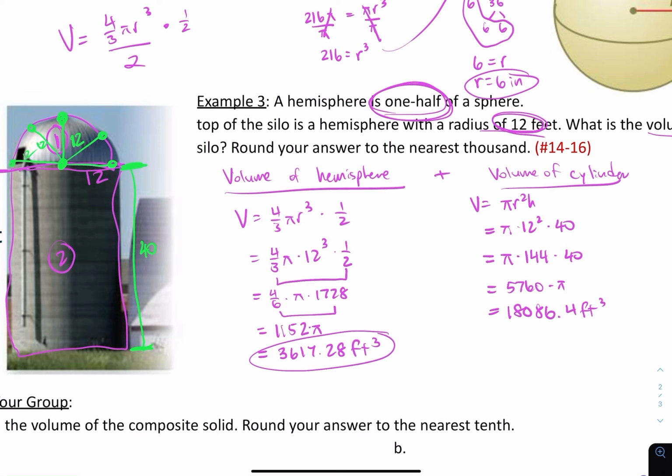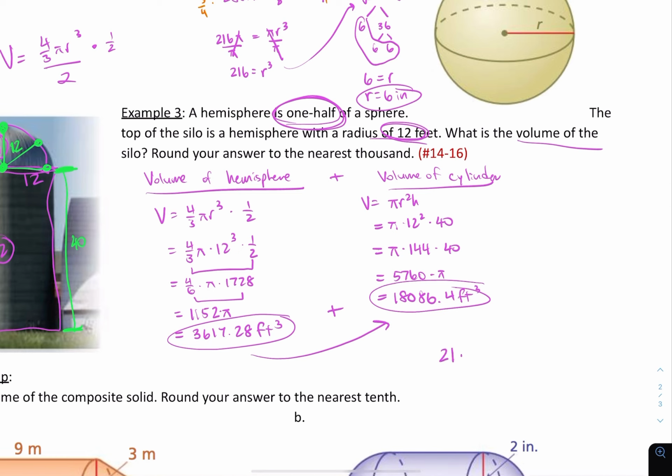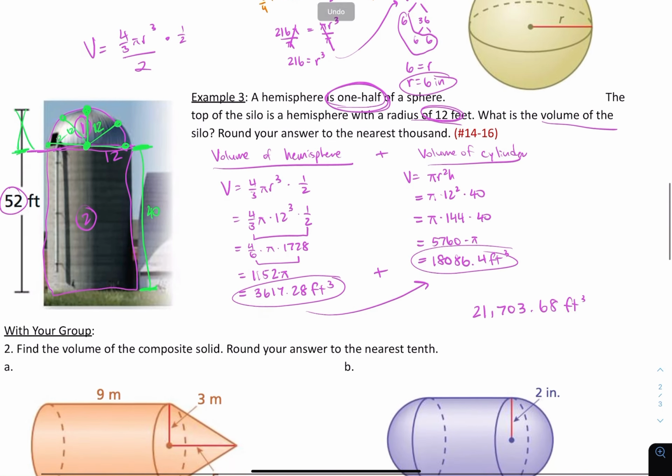So once again, if you want to find the volume of the entire thing, you're going to take the volume of your hemisphere, add to that the volume of your cylinder, and if you plug that into your calculator, you get the total volume to be 21,703.68 feet cubed. I know that was a lot of work, right?